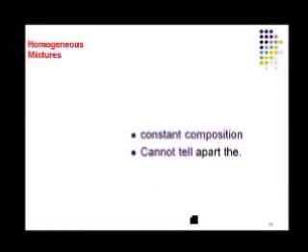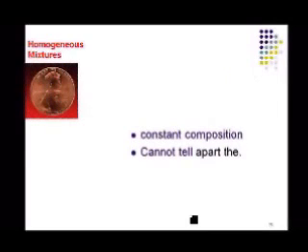Homogeneous mixtures, on the other hand, have a constant composition throughout, which means that we can't tell the difference in their parts. So when we look at a penny, it is an alloy. It's a mixture of different types of metals. We have copper as one of them, and zinc is another metal that goes to make up that alloy.